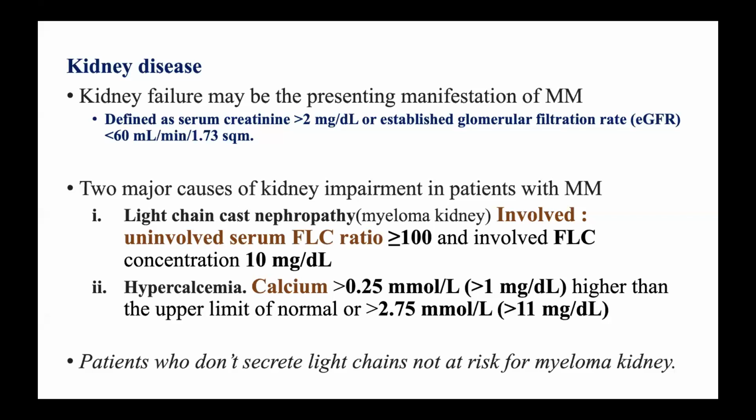myeloma patients. The light chain casts that will deposit themselves in the kidney, what we call a myeloma kidney, and also hypercalcemia. So when you have above 0.25 millimoles per liter higher than the upper limit of normal calcium levels. And therefore, patients who do not secrete light chains of these antibodies are at low risk of developing a myeloma kidney.